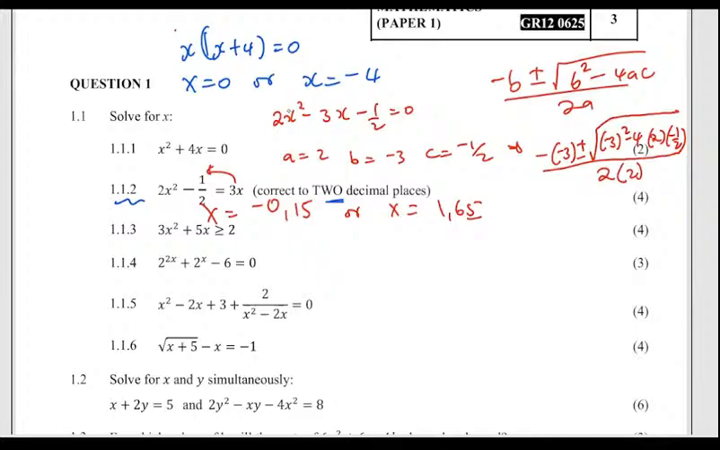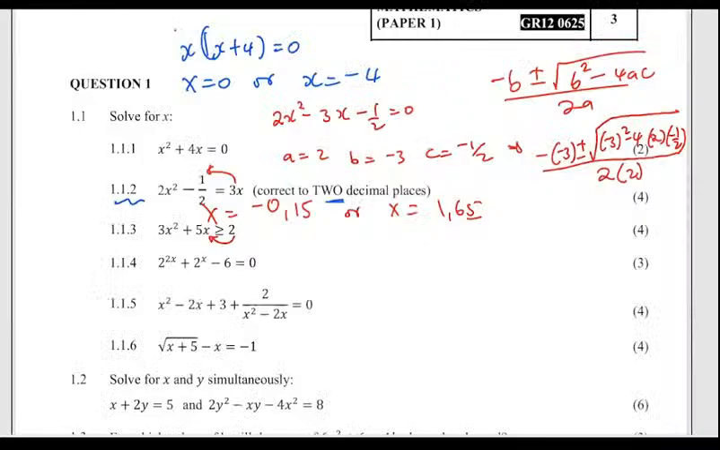All right, then 1.1.3, which is the quadratic inequality. So we still have to move the terms to that side, create a standard equation. So this is going to be, okay, so we have 3x squared plus 5x minus 2. So it's saying 3x squared plus 5x minus 2 is greater or equal to 0.